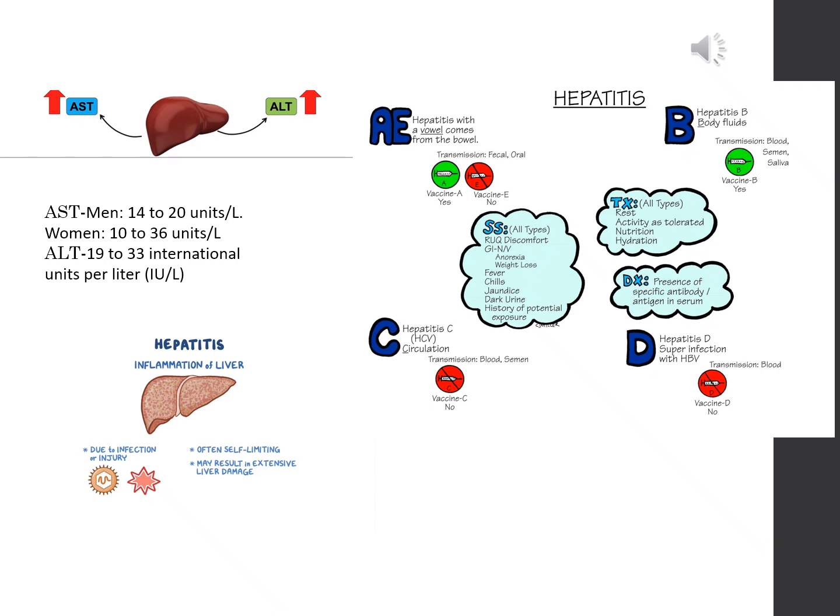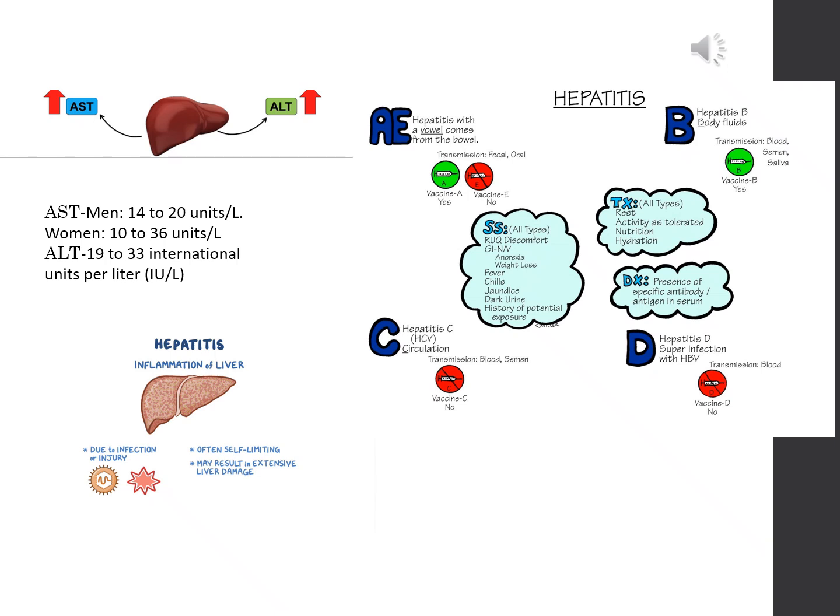Then we have hepatitis D. So hepatitis D is actually a super infection or a co-infection with hepatitis B. So they kind of go hand in hand. Hepatitis B vaccine can actually help to prevent hepatitis D. So we educate on making sure that they take their vaccines as well. So hepatitis D is transmitted through blood and body fluids, and it's kind of a super infection related to hepatitis B. So B and D go together.